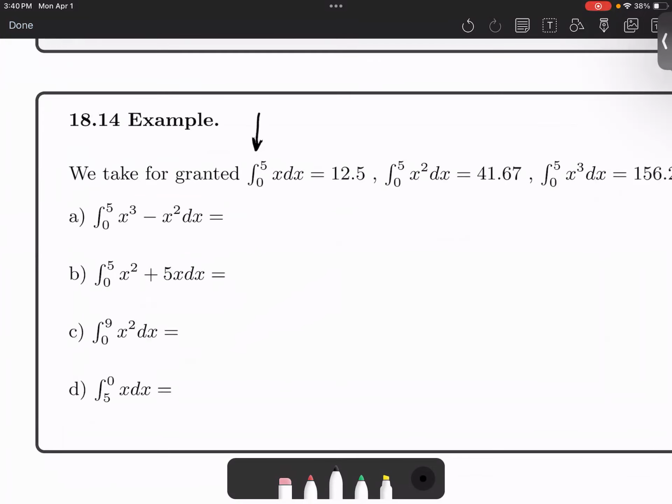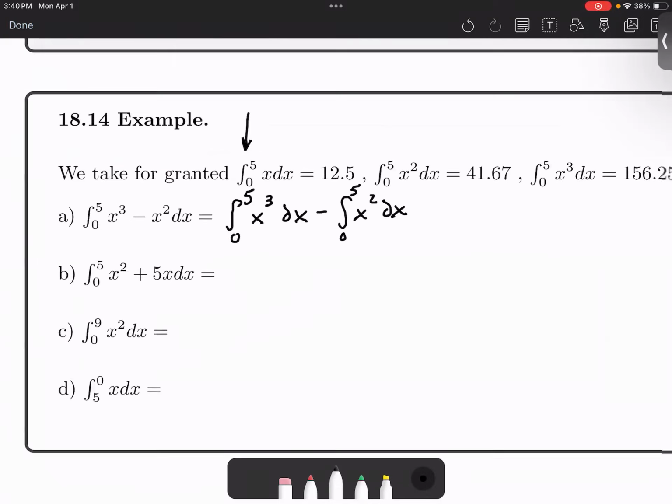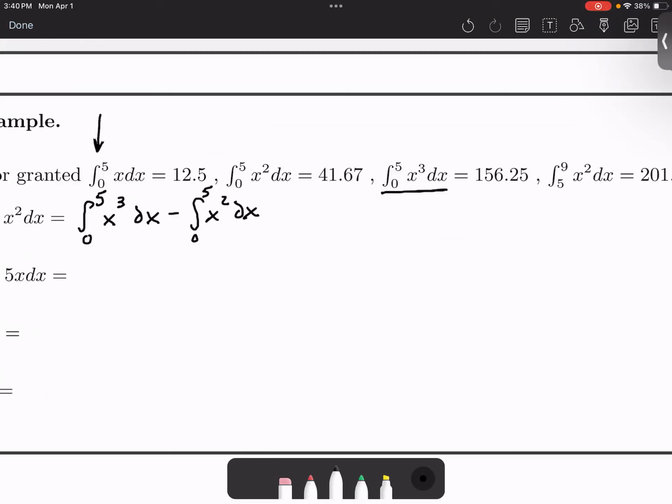Now let's work on A. I want to find the integral between 0 and 5 of x cubed minus x squared. I can, by linearity, distribute the integral to the x cubed function and to the x squared function separately. And remember, every time you write down an integral sign, you also tell yourself with respect to which variable. Just like when you write a derivative, you tell yourself with respect to which variable. So we aren't worried so far at computing these values. These are actually given to us in the problem statement. So the area underneath the cubic function between 0 and 5 is 156.25.